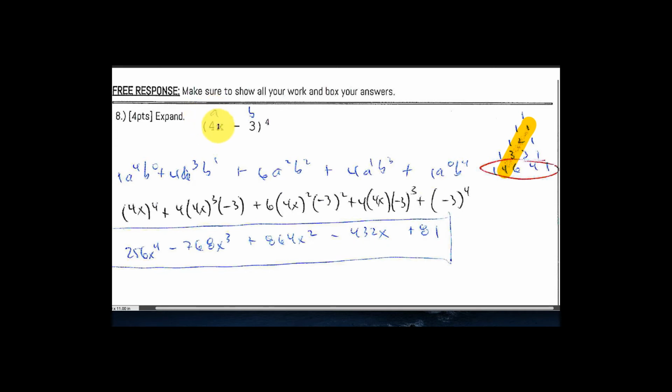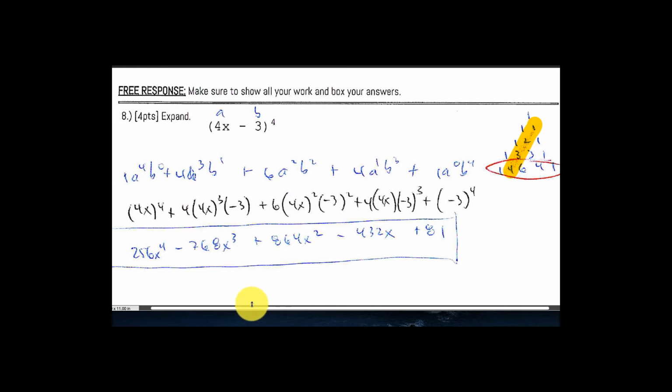And then the a value to the left, you're going to start with a 4. So a to the 4th, a to the 3rd, a squared, a to the 1st, a to the 0 power. And then the right side, the b values: b to the 4th, b to the 3rd, b squared, b to the 1st, and b to the 0. And then you're going to eliminate anything that's 1.